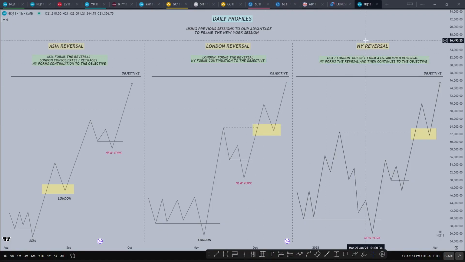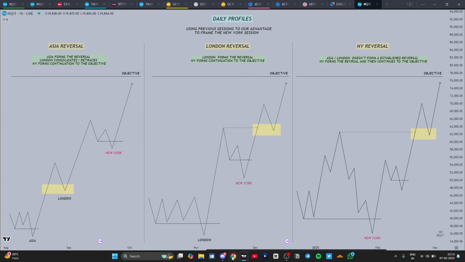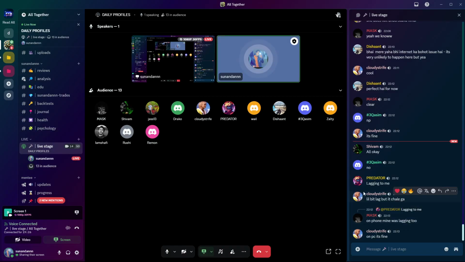So one scenario is when the intraday reversal is put in prior to New York, and the second scenario is when the reversal is put in New York. So this is when New York forms the intraday reversal, low of the day, high of the day. Like when bullish, New York forms a low of the day, and when bullish, the low of the day is put in prior to New York, and so New York continues on.